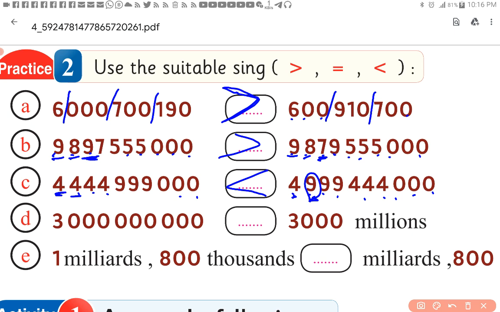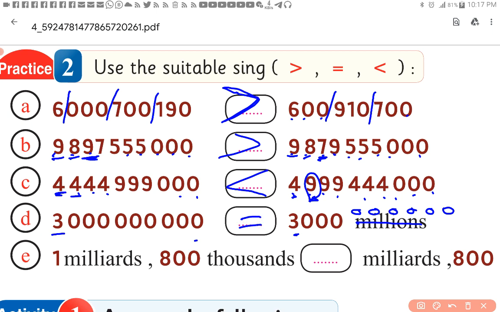The next one, here we have a number formed from 10 digits, and here write 3,000 million. So you will put 6 zeros, replace the word million and put 6 zeros. Now we have a number formed from 10 digits also, and here we have 3 and here 3, so the two numbers are equal.